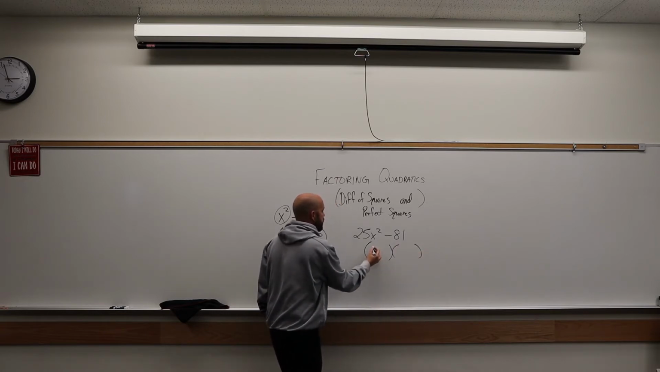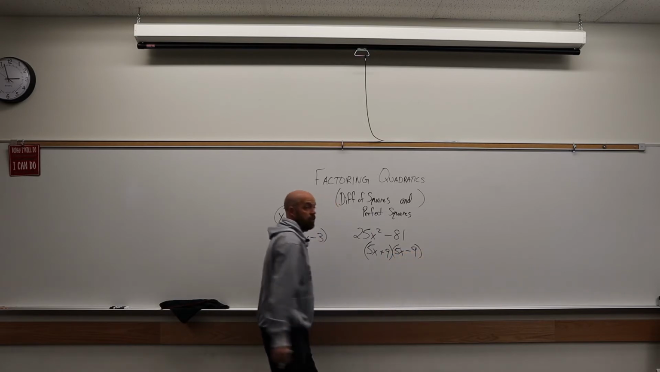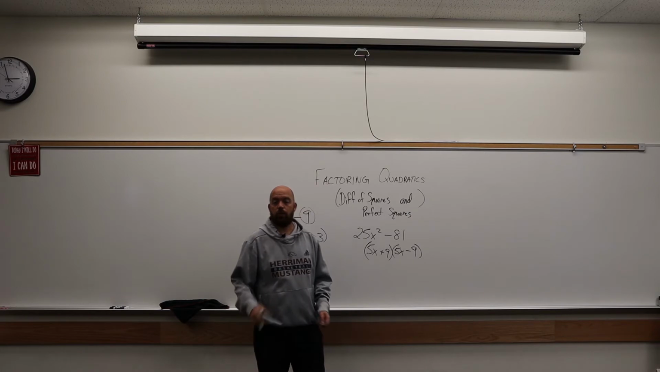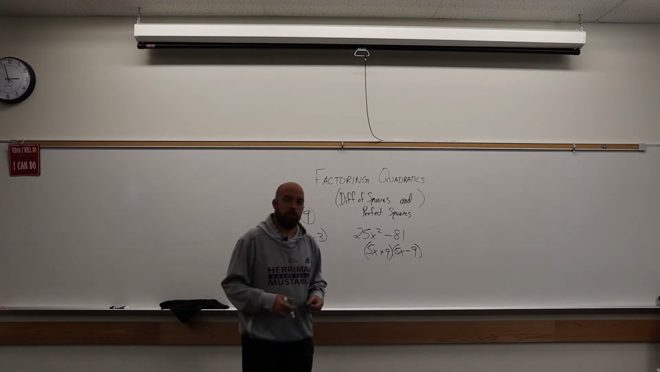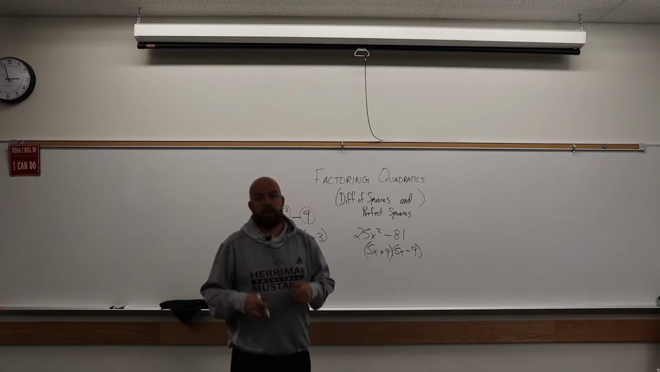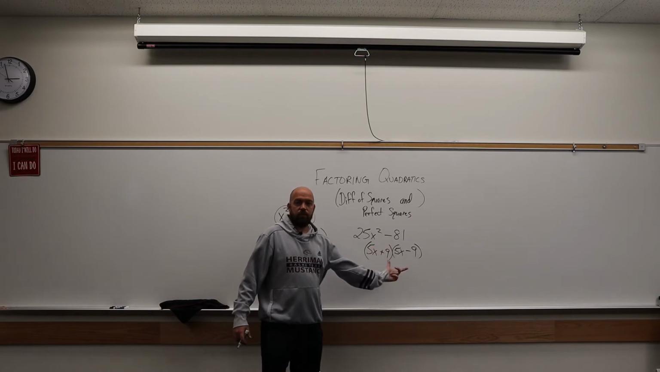One of them is going to be 5x plus 9, and the other one's going to be 5x minus 9. And there are ways to actually work this out. You know, if I want to use the box method or X factor or factor by grouping, any of those work. But again, if you recognize, you go straight to the answer and you're done.